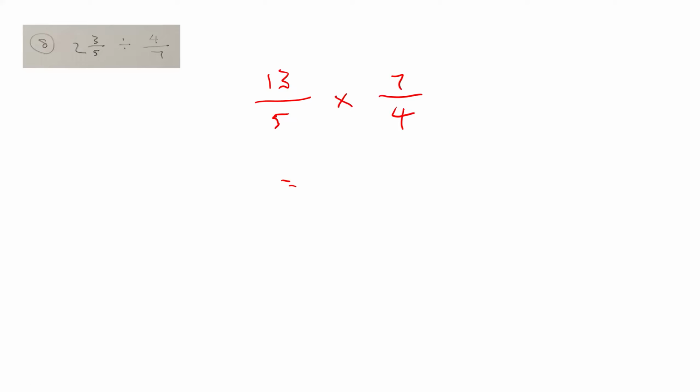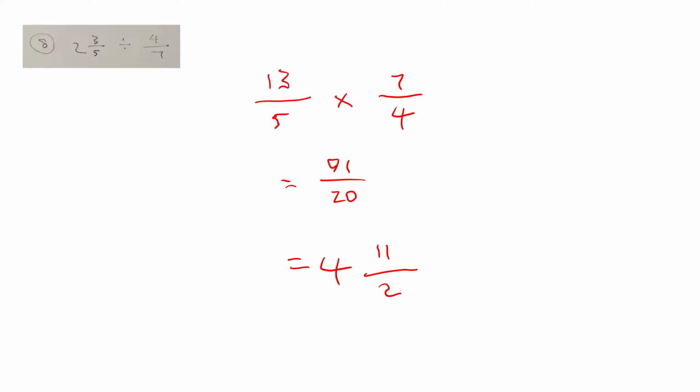So 4 5s are 20. And 3 7s 21. Add that to 10 7s, which is 70. 70 and 21 is 91. We have 91 20ths. Now we can convert this fraction into a mixed numeral. 20 will fit into 80 4 times, so 4 will be our whole number part here, and that will leave 11 left over.